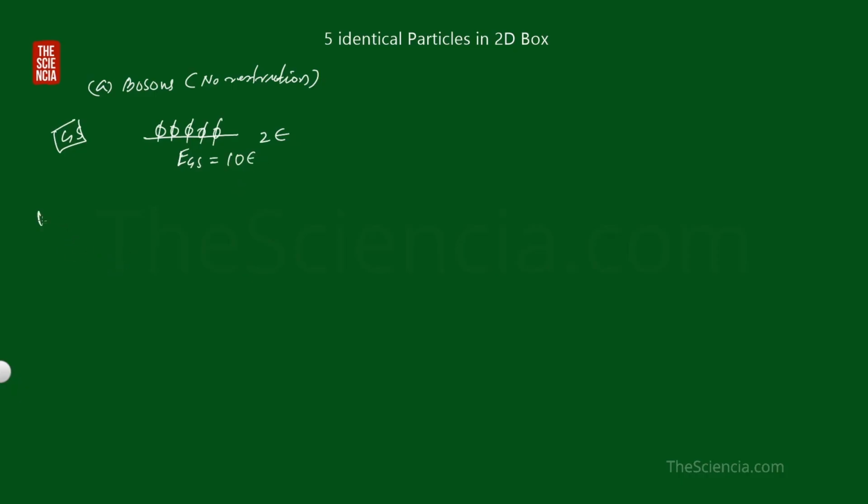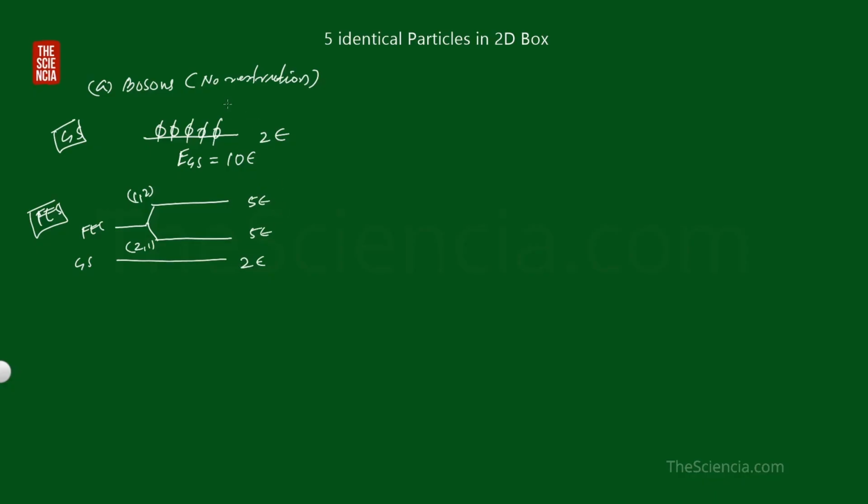Now let us consider the first excited state. This is the energy diagram. The ground state is there, its energy is 2e, and the first excited state is there, and it is a degenerate state. It corresponds to 2 combinations of nx and ny, that is 1, 2 and 2, 1. Okay, and both of the states will have the same energy, that is 5e, 5e. That is, it is a degenerate energy state.